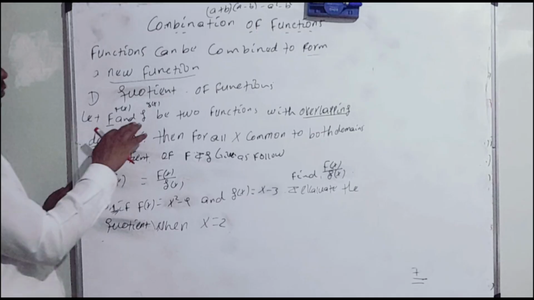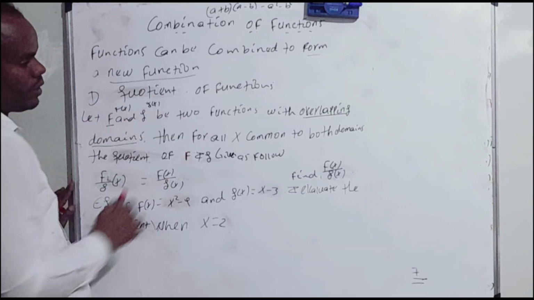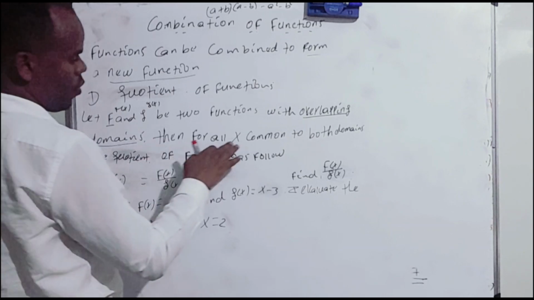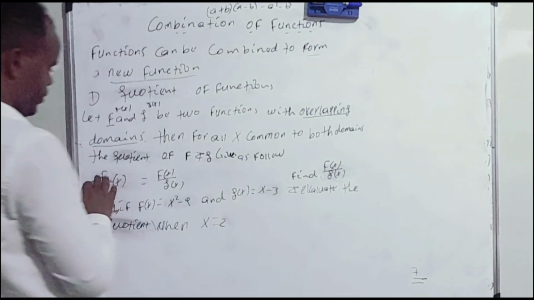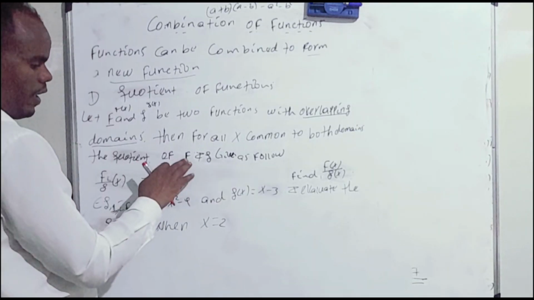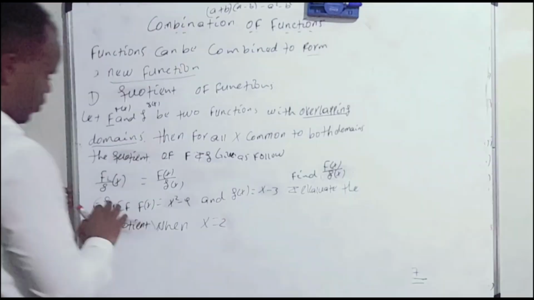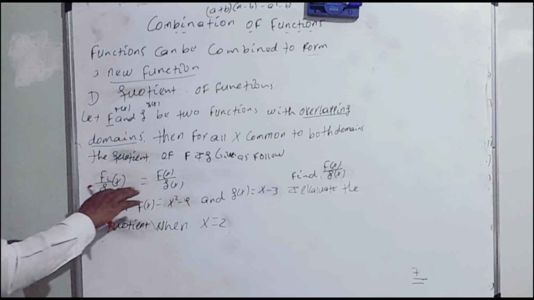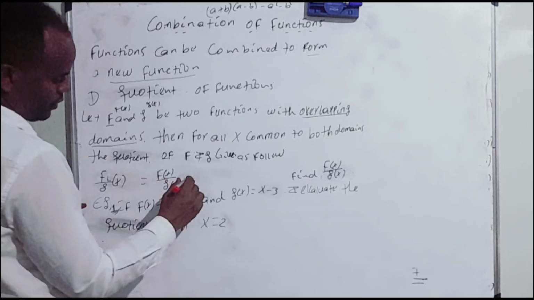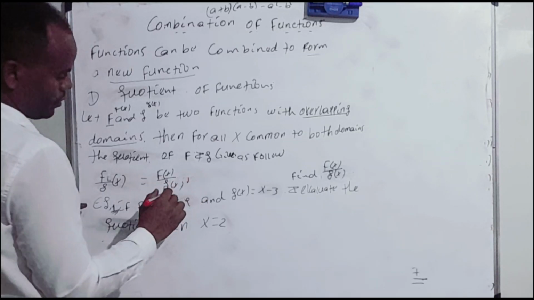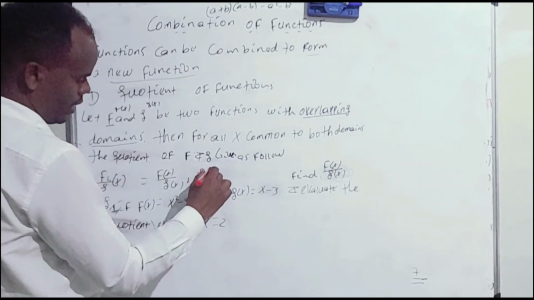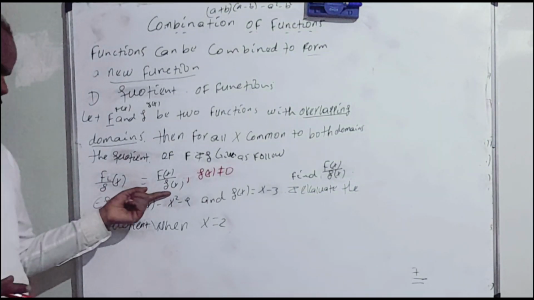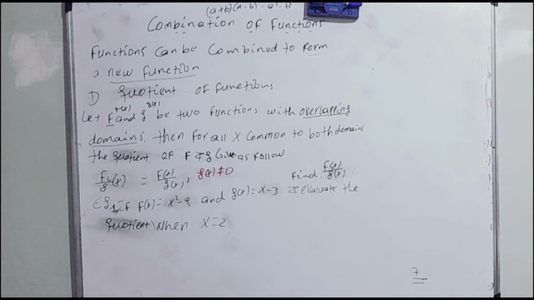Let f of x and g of x be two functions with overlapping domains. Then for all x common to both domains, the quotient of f and g is given as follows: f over g of x is equal to f of x over g of x, provided that g of x is different from 0, because a number divided by 0 is meaningless, not a real number.